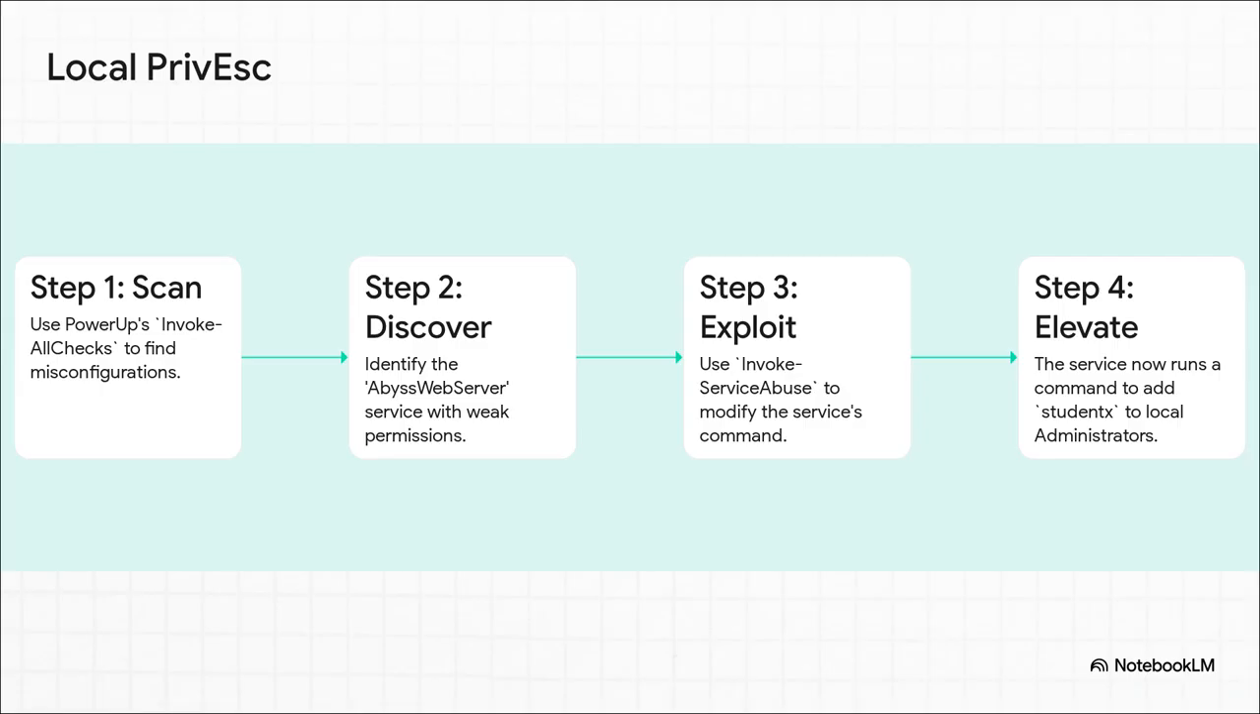A scanning tool called PowerUp finds a super common misconfiguration, a web server service that literally any user on the machine can modify. This lets them basically tell that service, hey, next time you restart, do me a favor and run this little command for me. And what's the command? It's to add their own account directly to the local administrators group. Just like that, boom, they've taken over their first machine.